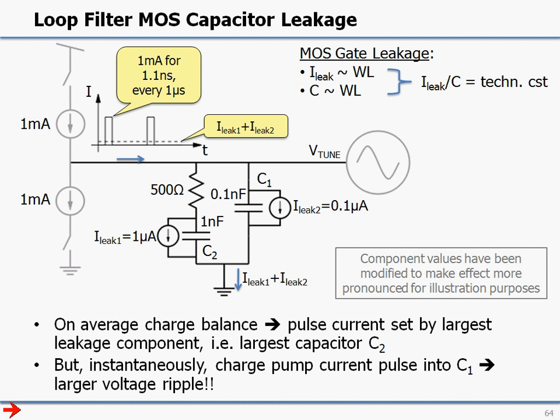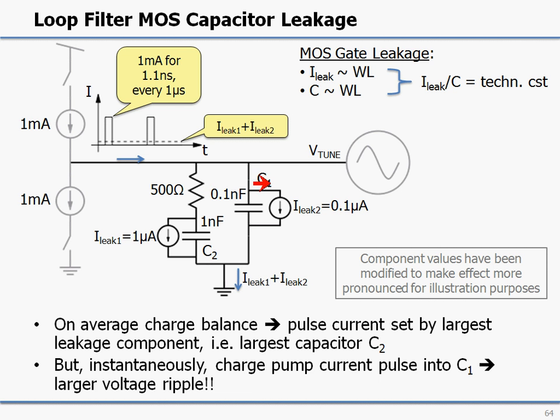Another issue in integrating loop filters is that we will typically try to use MOS capacitors to build these big capacitors because they give us the highest capacitance density. Now, the capacitance is proportional to the area of the device, but also the gate leakage will be proportional to the area of the device. In fact, the leakage to capacitance ratio is a technology constant.